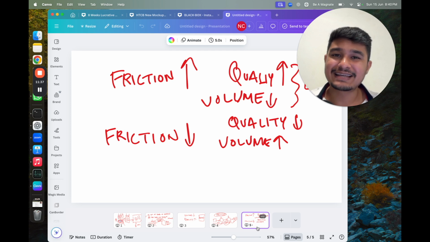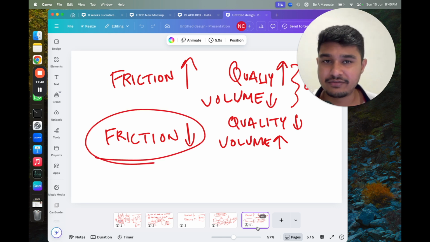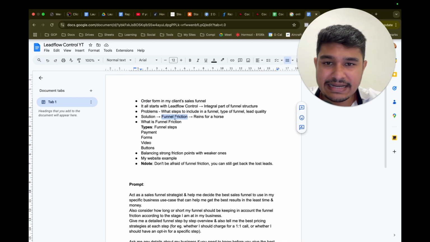increases. Now this is a classic case where you have an offer which is not proven, and you just need as many leads as possible. In that case, you have to decrease the funnel friction. Simple. So this is how you need to understand what funnel friction is. And funnel friction increases with the number of steps that you add. And we're going to discuss that in detail right now.